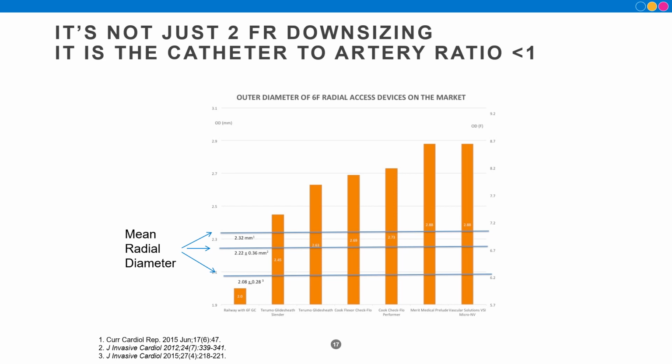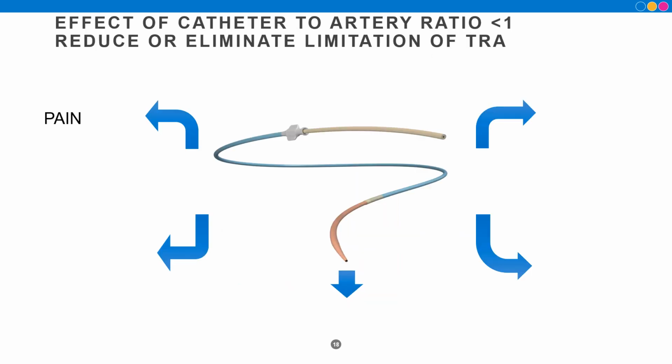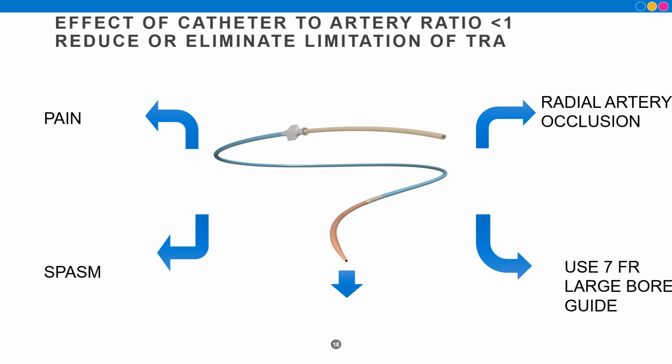Again, it's not just downsizing by 2 French, but a catheter to artery ratio of less than 1, which can translate into reducing or maybe eliminating the pain, the spasm, and the radial artery occlusion, and allow you to use a 7-French large bore guide catheter for complex coronary intervention. More than anything else, I have routinely switched my practice to use the Railway sheathless access system, which has allowed me to keep the arteriotomy smaller by 2 French on every case. These are the reasons for using the Railway sheathless access system, or direct guide catheter access, for your coronary intervention.